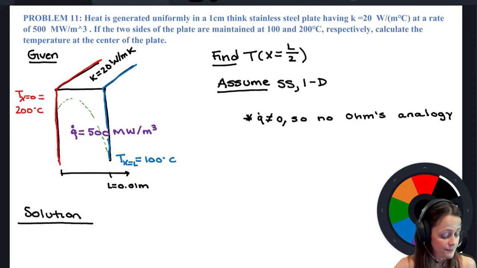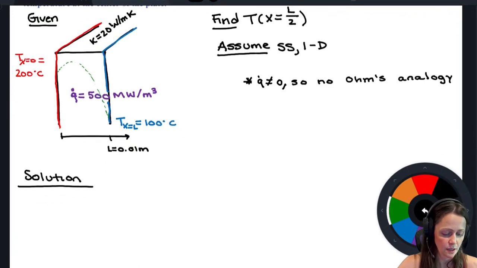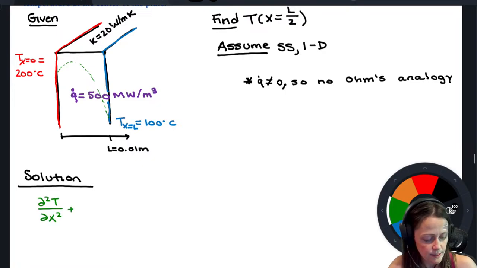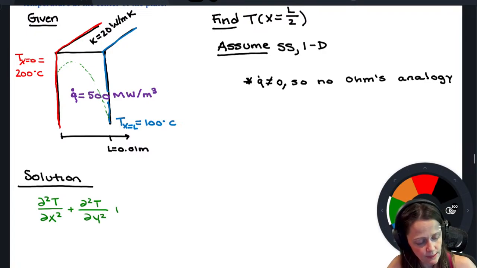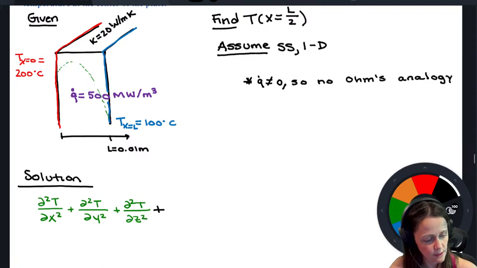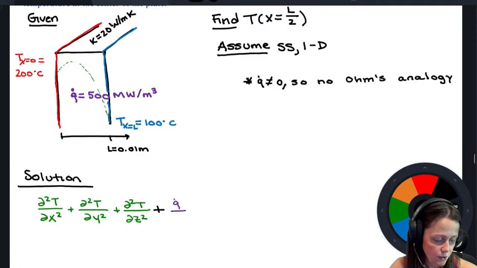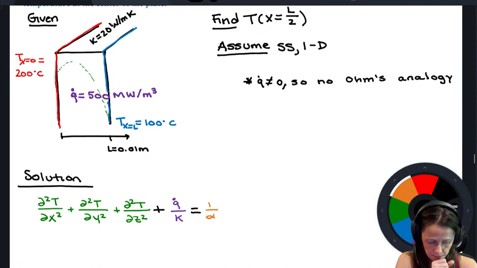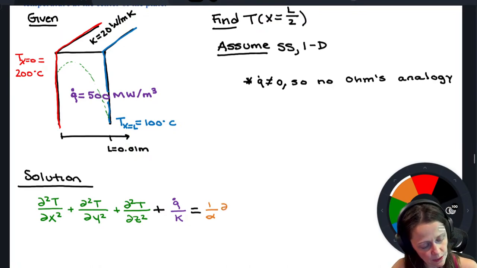Alrighty, so let's apply our heat conduction equation. So I have the second derivative with respect to x, second derivative with respect to y, second derivative with respect to z, plus our q dot over k. And that's going to be equal to 1 over our thermal diffusivity, and then I've got my partial of the temperature with respect to time.